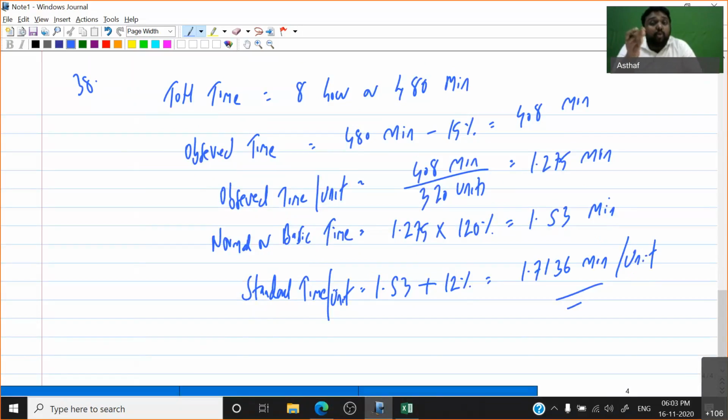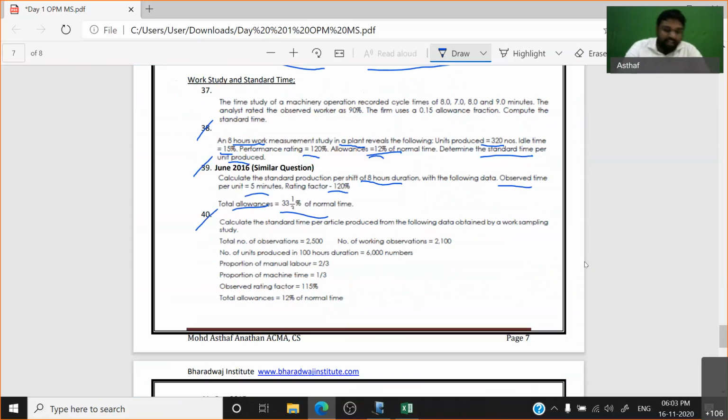So this is the basic problem. Now we are going to do an advanced problem. Are you ready? Advanced problem, essay model problem. Question number 40.